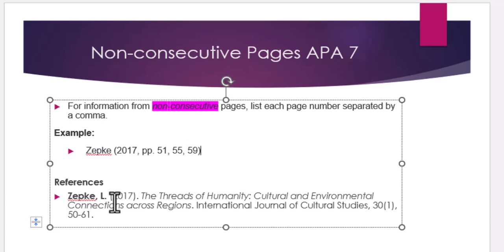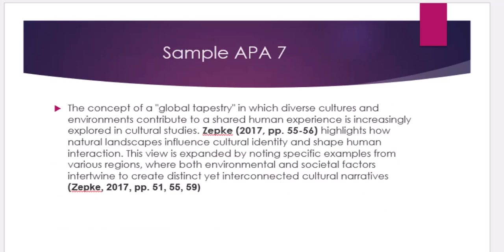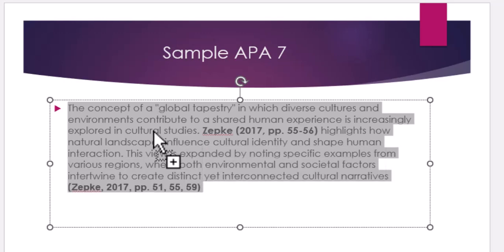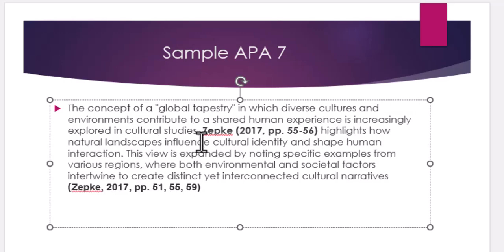So let's look at a sample. If you have a sample here, now you can say this one is a paragraph. So I want to show you how we cite in a paragraph. If you are starting a sentence with that author, with that citation, you put the author, then you put the consecutive pages 55 and 56, then you close the bracket.